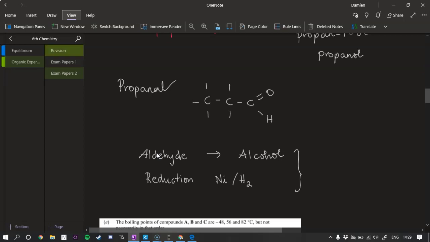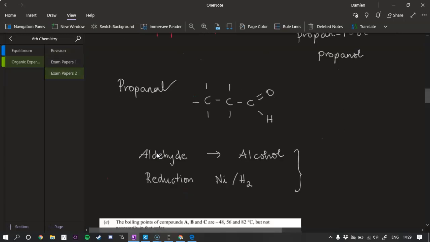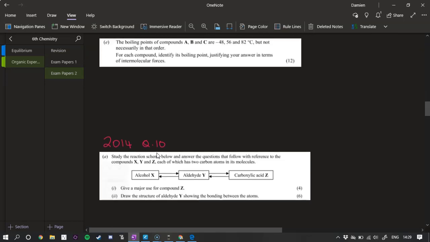So if I go back to my revision tab here, this is the first video that I sent out. And as you can see in this particular part here, you can see the ethanal is being reduced via hydrogen and nickel to the ethanol. So again, it's fairly repetitive. Let's move on to the next question. This is part E, and this is the end of it.